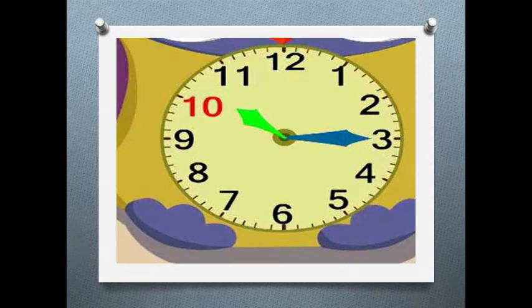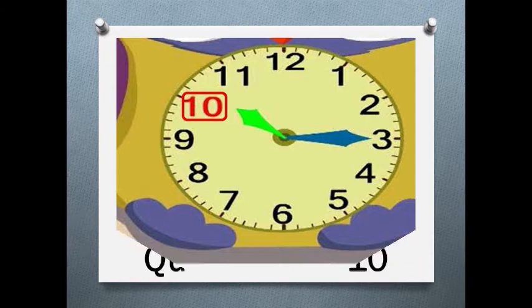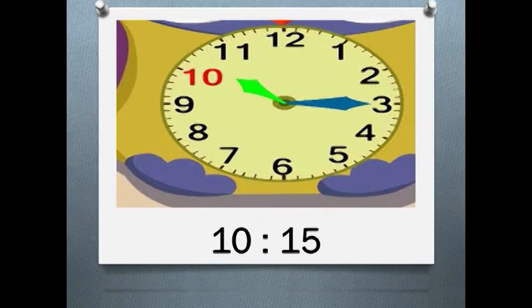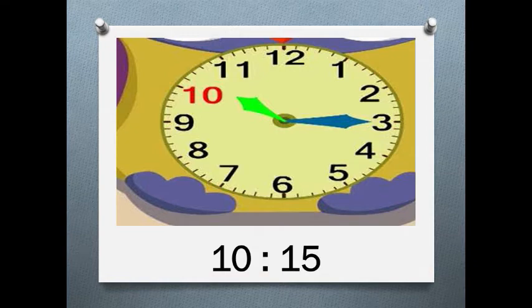Now see here children, in this clock some other time is shown. How can we find this? In this, minute hand is pointing to 3, hour hand is pointing just after 10. So the time is 10:15. This we can write as 10:15. See children, minute hand is pointing to 3 and hour hand is pointing just after 10. So the time is 10:15.